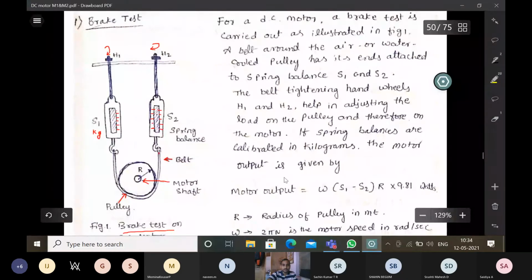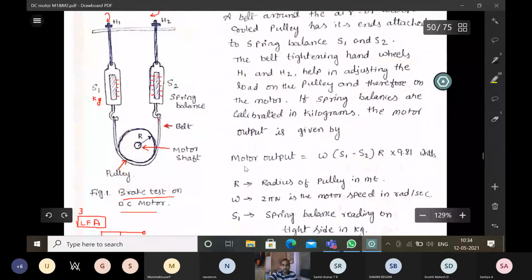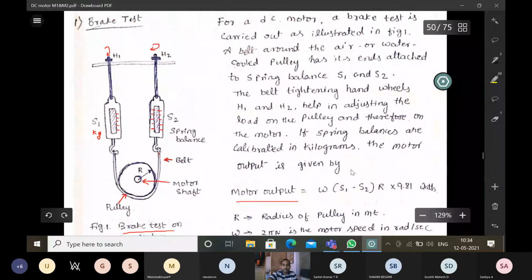How can we find the motor output? Motor output is equal to omega into (S1 minus S2) into R into 9.81 watts.